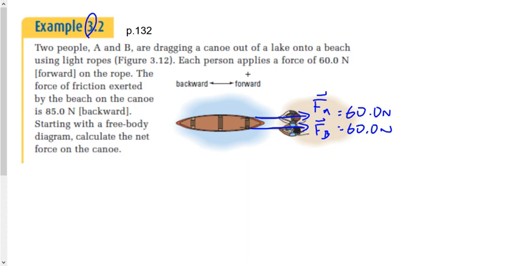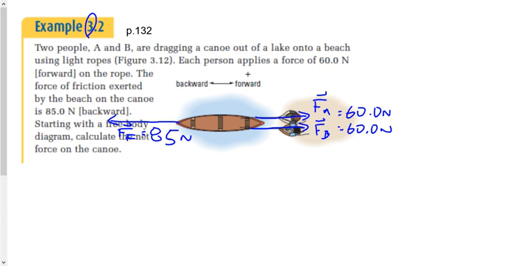So if we're pulling to the right, then friction is going to act to the left. So I'm going to draw that this way. Try to draw that a little bit longer than the 60 newtons. How come? It's 85 newtons. The applied force is 60 and friction is 85 newtons, so it should be drawn a little bit longer. There's my free body diagram. This shows the forces acting on this canoe.